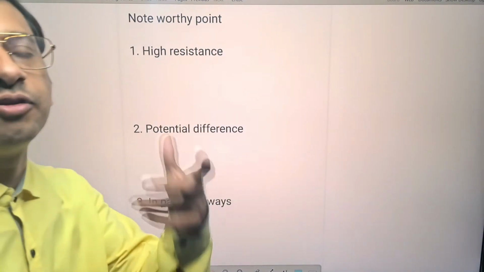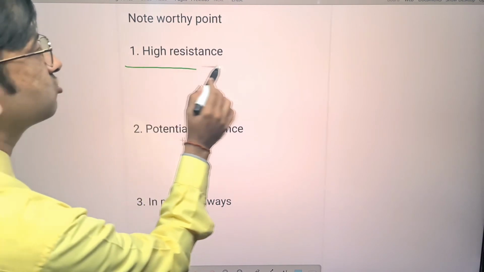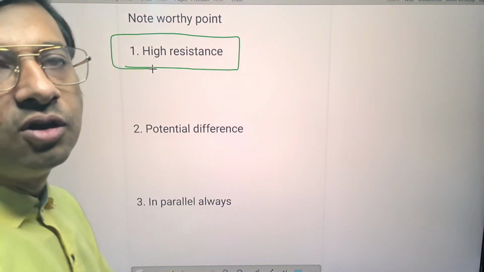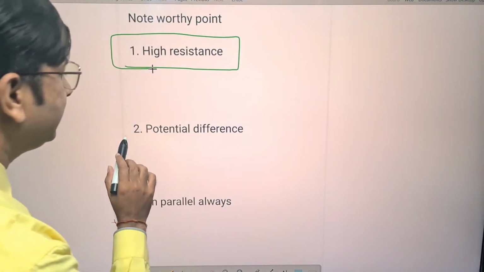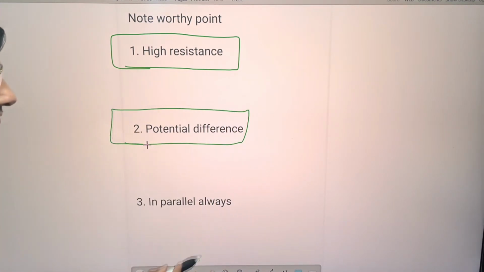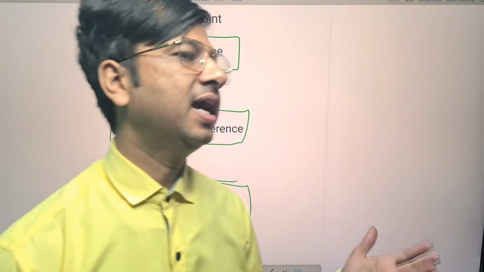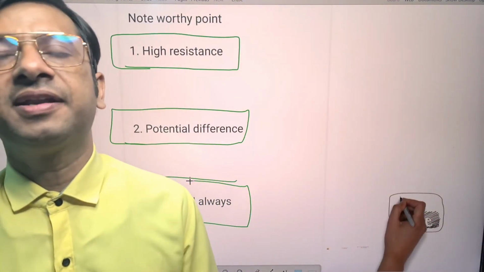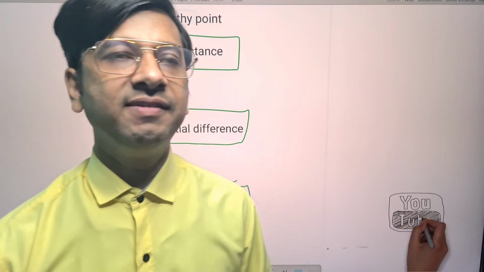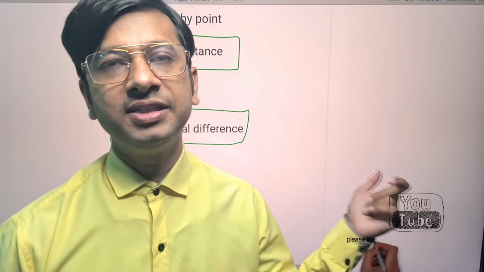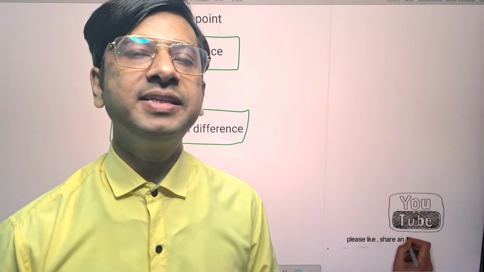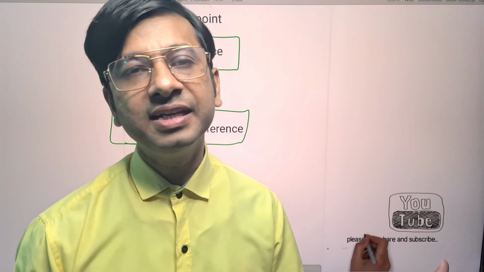So we have three noteworthy points in the case of a voltmeter. A voltmeter is always associated with high resistance. As well, it always measures the potential difference, and it is always connected in parallel. So if we compare a voltmeter and an ammeter, we can say a voltmeter will always measure the potential difference when it is connected in parallel within a circuit. An ammeter will always measure electric current in amperes when it is connected in series in a circuit.